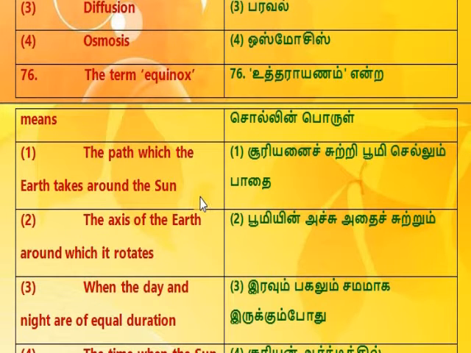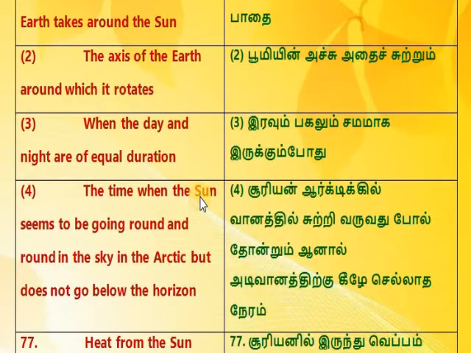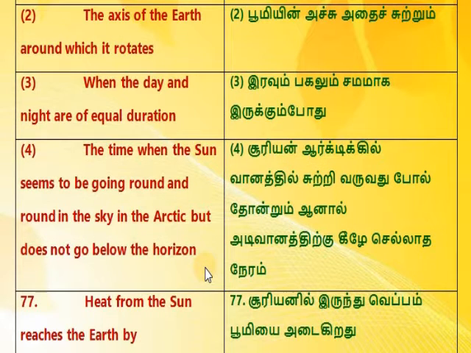76. The term equinox means 1. The path which the Earth takes around the Sun, 2. The axis of the Earth around which it rotates, 3. When the day and night are of equal duration, 4. The time when the Sun seems to be going round and round in the sky in the Arctic but does not go below the horizon.